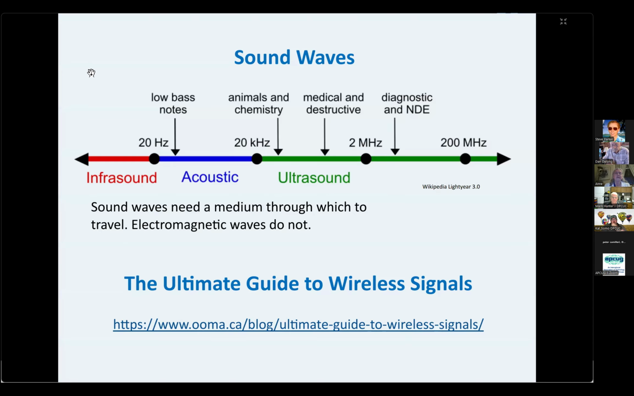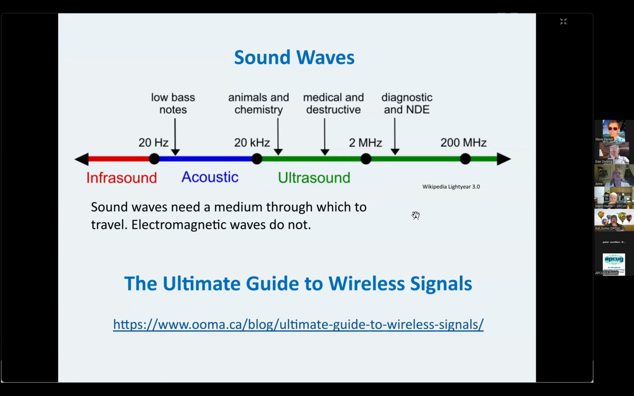But another set of transmission is by sound waves, which is not connected to the electromagnetic spectrum. The difference is that sound waves need a medium to go through, and electromagnetic waves don't. So that's why we can't yell at people who are in space and expect them to hear anything.